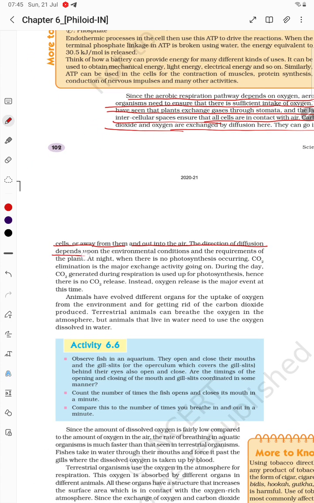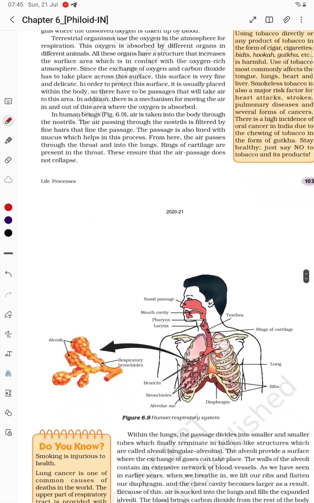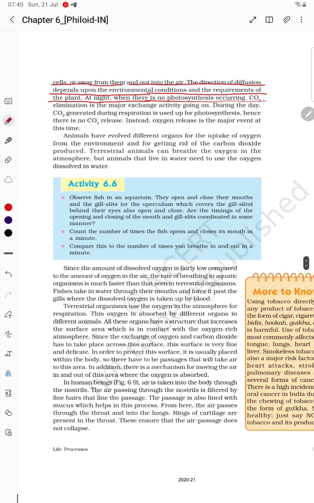The direction of diffusion depends upon the environmental conditions and the requirement of the plant. At night, when there is no photosynthesis occurring, CO2 elimination is the major exchange activity going on. During the day, CO2 generated during respiration is used for photosynthesis, and oxygen is released instead, as the major event of the time.